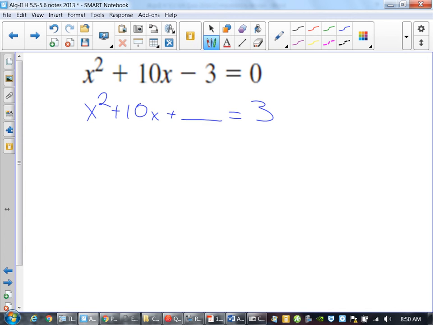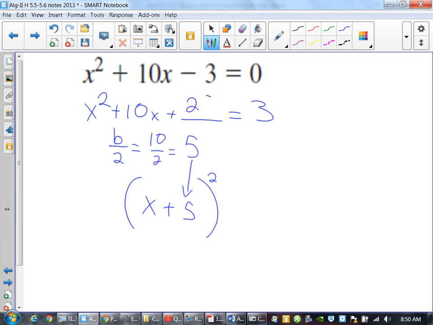So here's what we do then. Now we take half of b. What's our b value? 10. What's half of 10? 5. Was that 5 positive or negative? Positive. So you write it here. And now you square it. What's 5 squared? And you write it here. And you write it here.